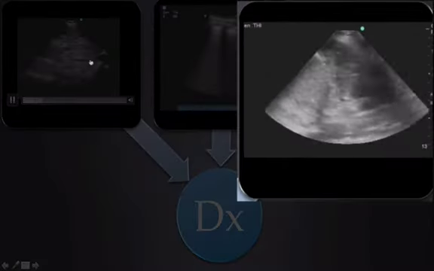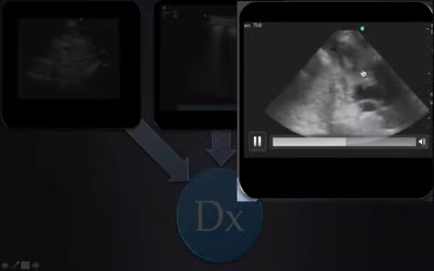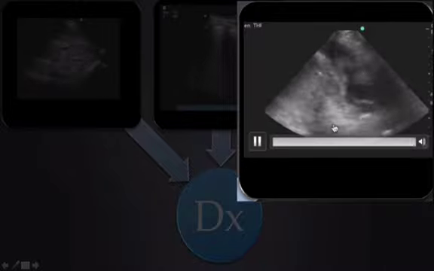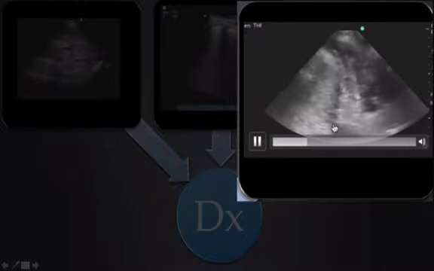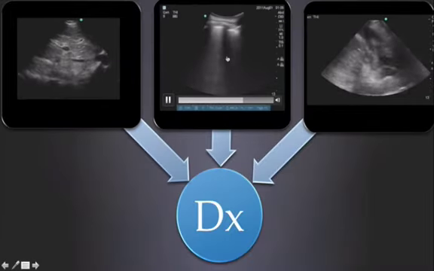Look at their EF. Their EF is very high. This is the left ventricle. You can look at the endocardial borders. The EF is very high. That would indicate that they have a very high cardiac output, a low central venous pressure, yet they have fluid in their lungs. It's only on the right side.